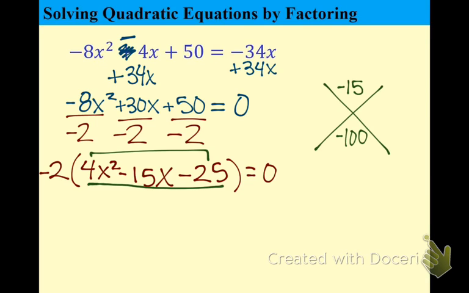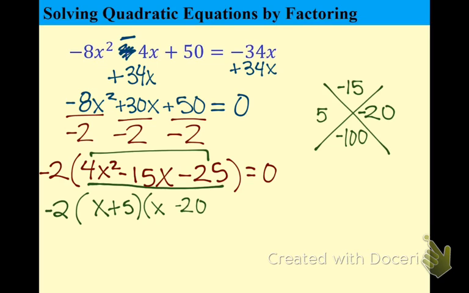Did you say $1? Yes, he did. That's okay. So whenever you see something like 100, I always think of money. So think of 5s, 10s, and 20s. What combination of any of those add up to negative 15? 5 and 20. One of them needs to be negative. Then 20 needs to be negative because we want a negative outcome. So we have negative 2 times x plus 5 times x minus 20 equals 0.